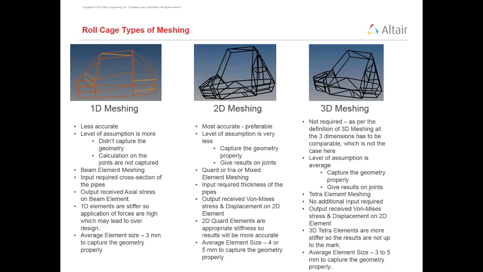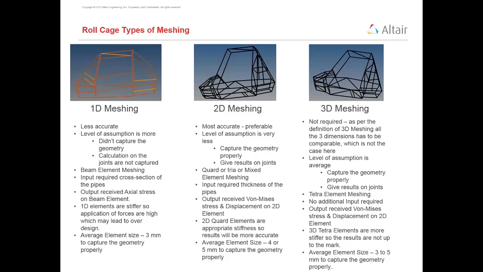Most of the time people use tetra elements. No additional input required because tetra element itself is in 3 dimensions. We get output as von Mises stresses and displacement on the 3D elements. 3D tetra elements are more stiff, so the results are not up to the mark. Then average element size is 3 to 5 to capture the geometry properly. So that's why doing 2D meshing is advisable. It is not like you should do it, it is advisable to get more accurate results.